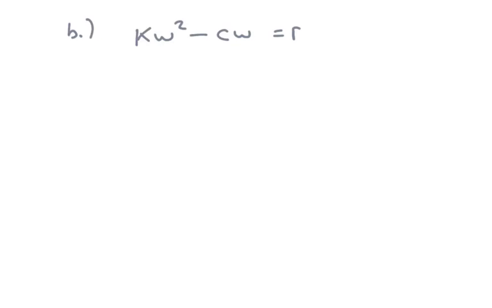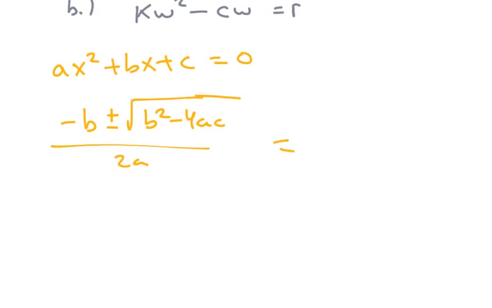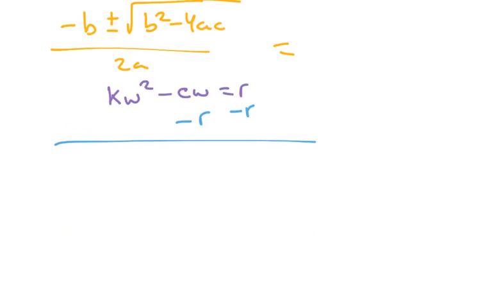The idea that I have here is that if I can put it in the aw squared plus bw plus c equals 0 format, then I know I can plug in the quadratic formula and I'll get my zeros. So what does that mean? That means I'm going to write kw squared minus cw equals r. I'm going to subtract r from both sides, and I get kw squared minus cw minus r equals 0.